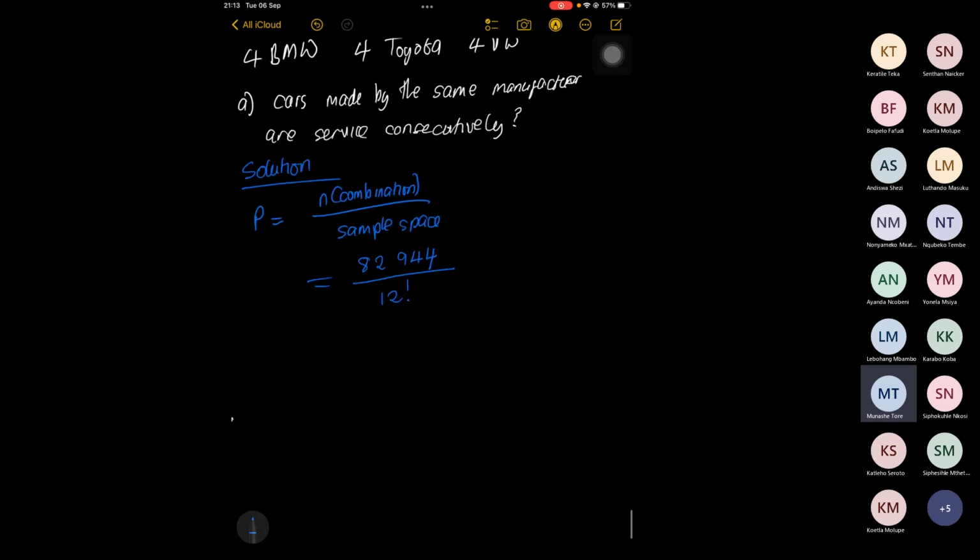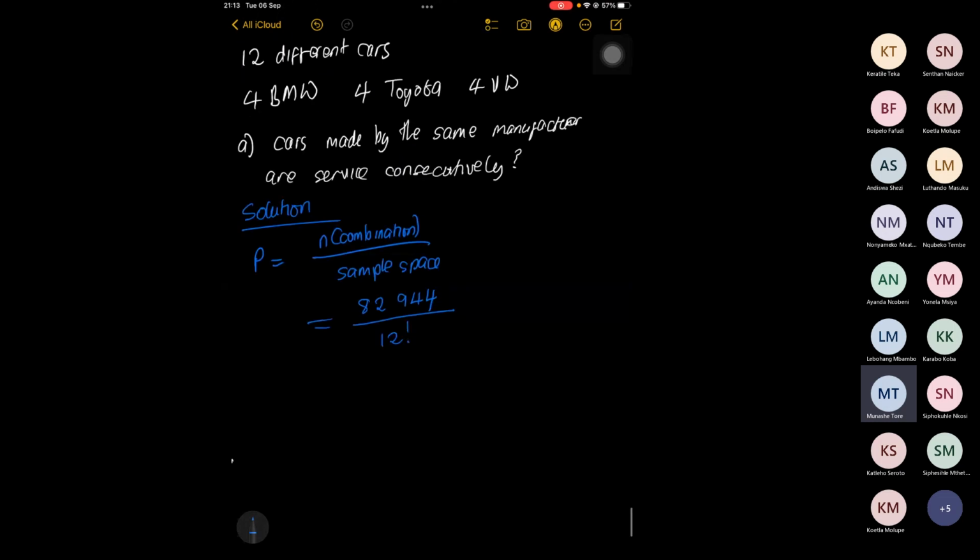But let's assume he had said that the BMWs are identical, the Toyotas are identical, then the VWs are also identical. If that was the case, then your sample space would be 12 factorial divided by 4 factorial for the identical VWs, 4 factorial for the identical BMWs, then 4 factorial for the identical Toyotas. This will be your sample space.